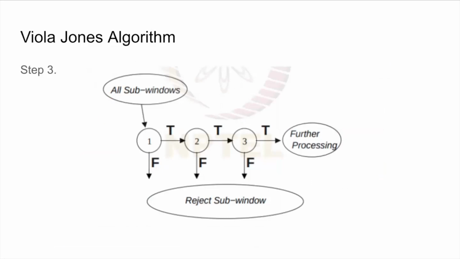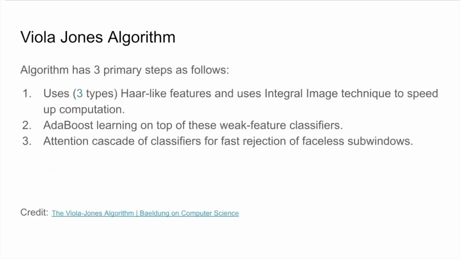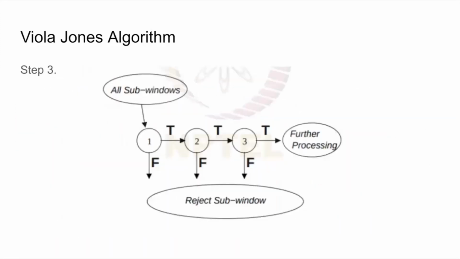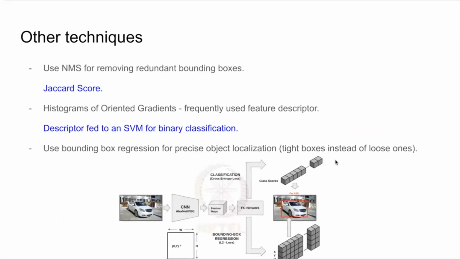Okay, so this is step 3 of the Viola-Jones algorithm. Step 3 is the attention cascade of classifiers for fast rejection of faceless subwindows. Without further processing, it first looks for whether there is a face or not. If there is no face, it will just reject the image, which reduces the computation needed further. Once these things are done, we will be able to get the required goal, and that was the Viola-Jones algorithm.